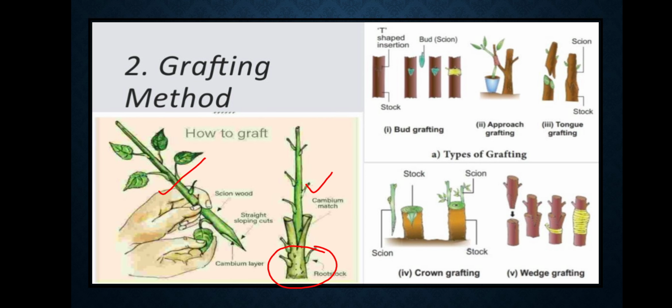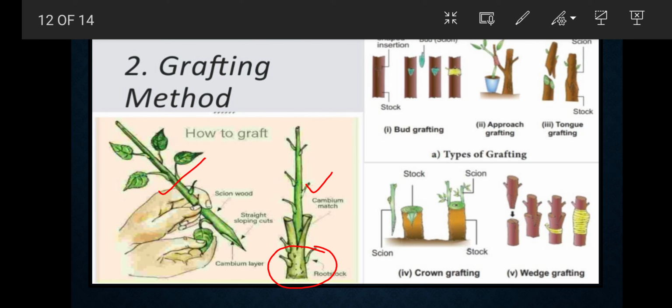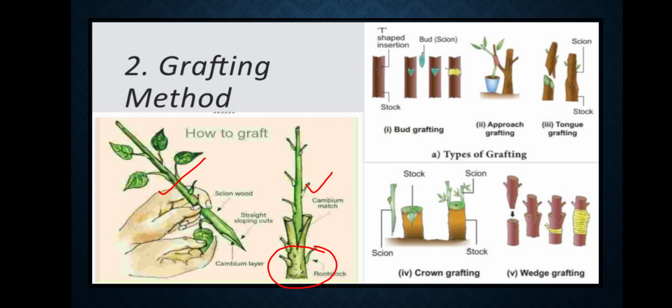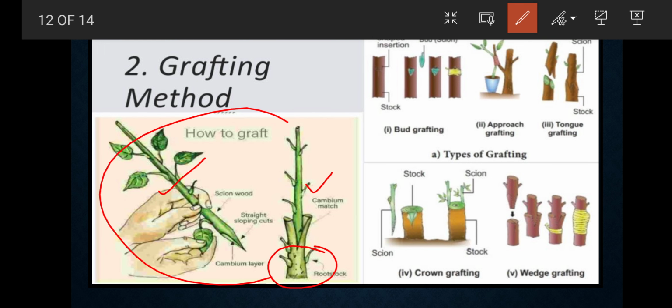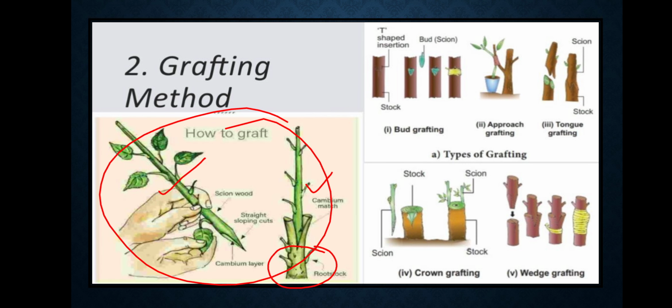There are different types of grafting also: bud grafting, approach grafting, tongue grafting, crown grafting, wedge grafting. The grafting which is shown here, this one is your wedge grafting.